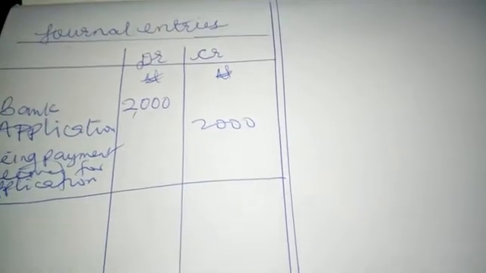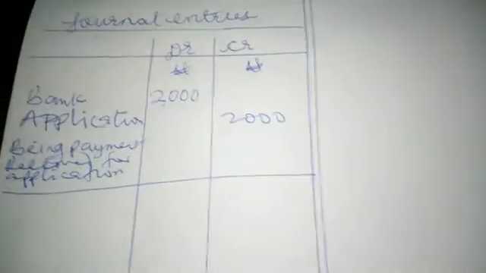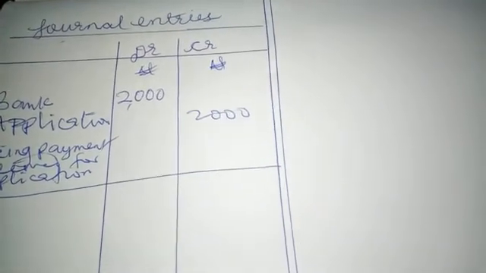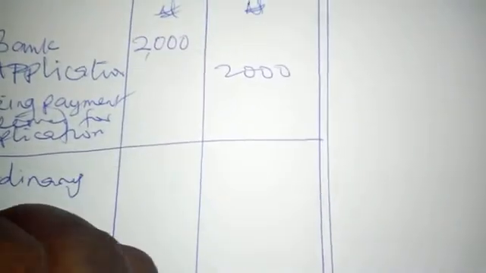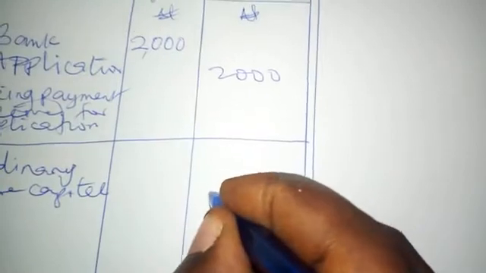Now, the next one is the ordinary shares. The money received is called application. The next one will go to the ordinary share, because when shares are issued out, they become part of the capital of the business. So you come here, you write ordinary share capital. If you can recall well in your bookkeeping, the capital always maintains a credit balance, so it will be on the credit here. You write 2,000 naira.